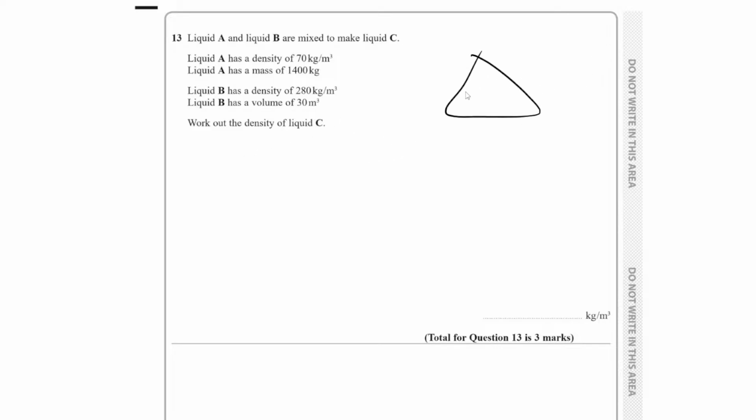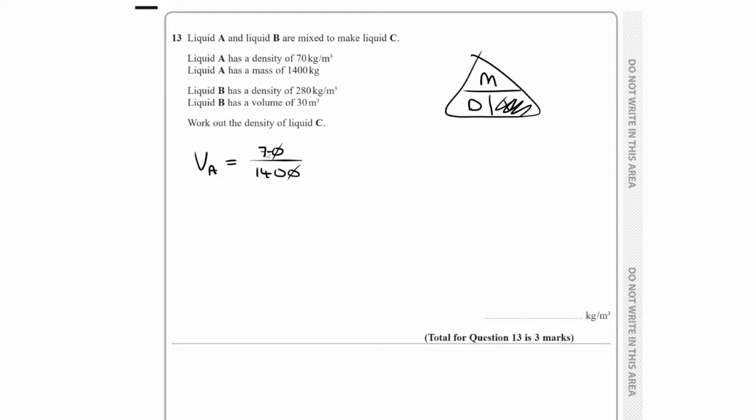So what I do is, this is our formula triangle. For density, it's always mass over volume. So mass is at the top, density is here, volume is here. The reason why I use a triangle is because I tend to need to work out different things throughout, so I like to use a little triangle. So for liquid A, we've got density, we've got mass, the only thing that's missing is the volume. So I'm going to work out the volume of A, which is mass over density, so 70 over 1,400. Again, they've chosen numbers that are nice.